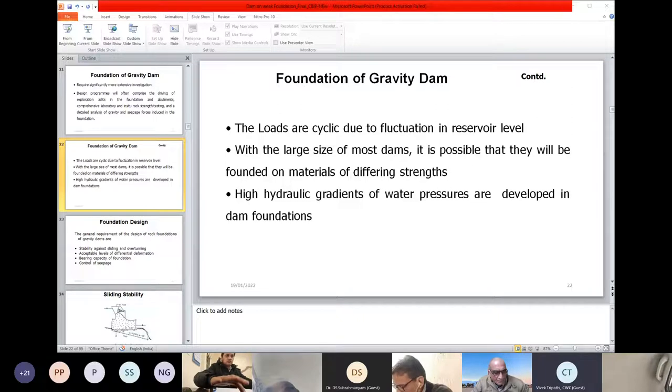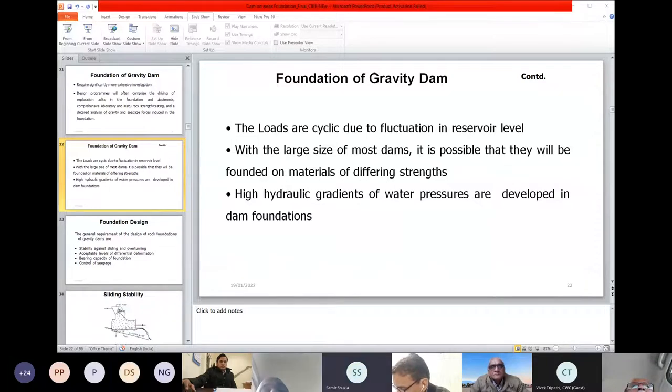The requirement of the design for the rock foundation of a gravity dam is that it should be stable against sliding and overturning. Then acceptable levels of differential deformation should be maintained in the foundation. And then the bearing capacity of the foundation should be within permissible limits. And of course, through the foundation, there should be control of seepage. Then for sliding stability, we have to check along the weaker plane, shear or fault. If there is none, then of course within the structure and at the interface of rock and the structure.